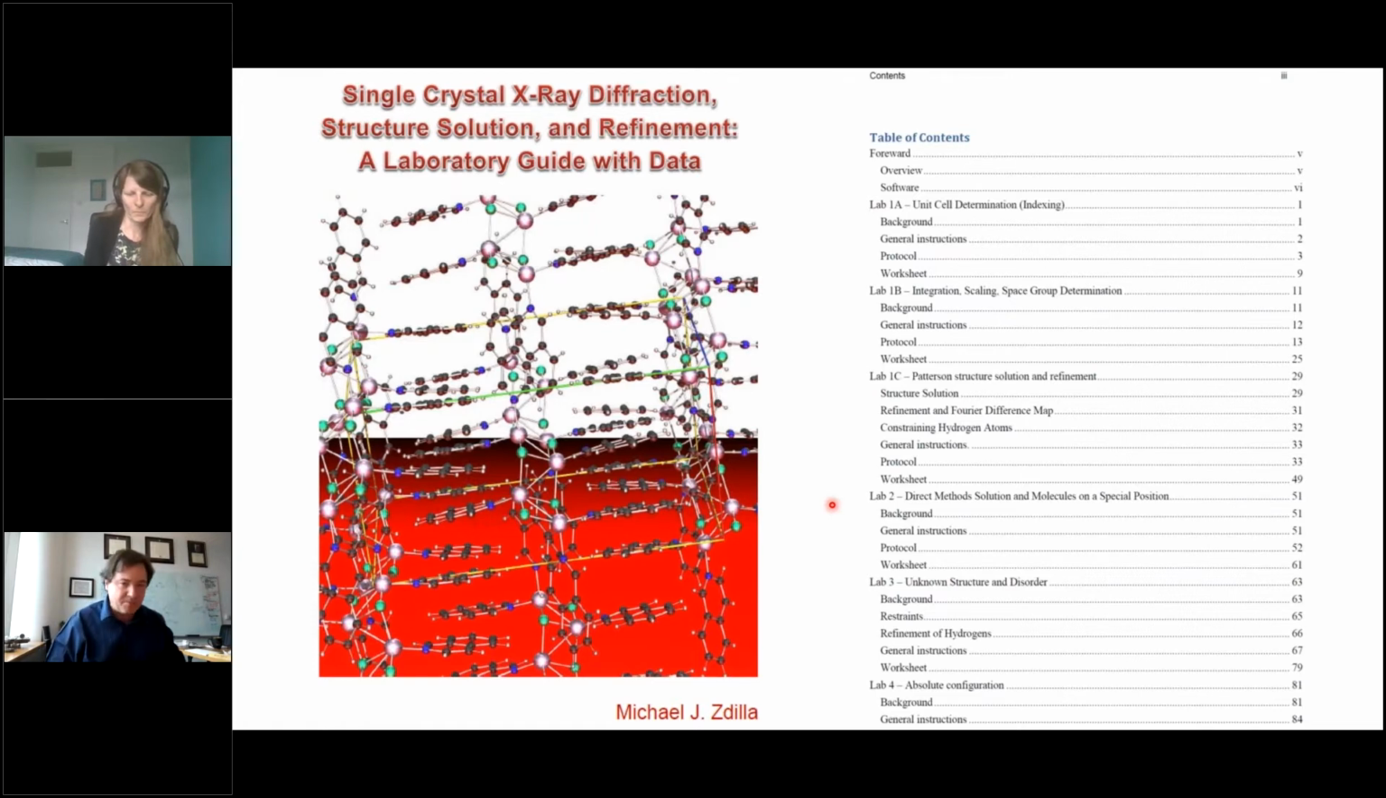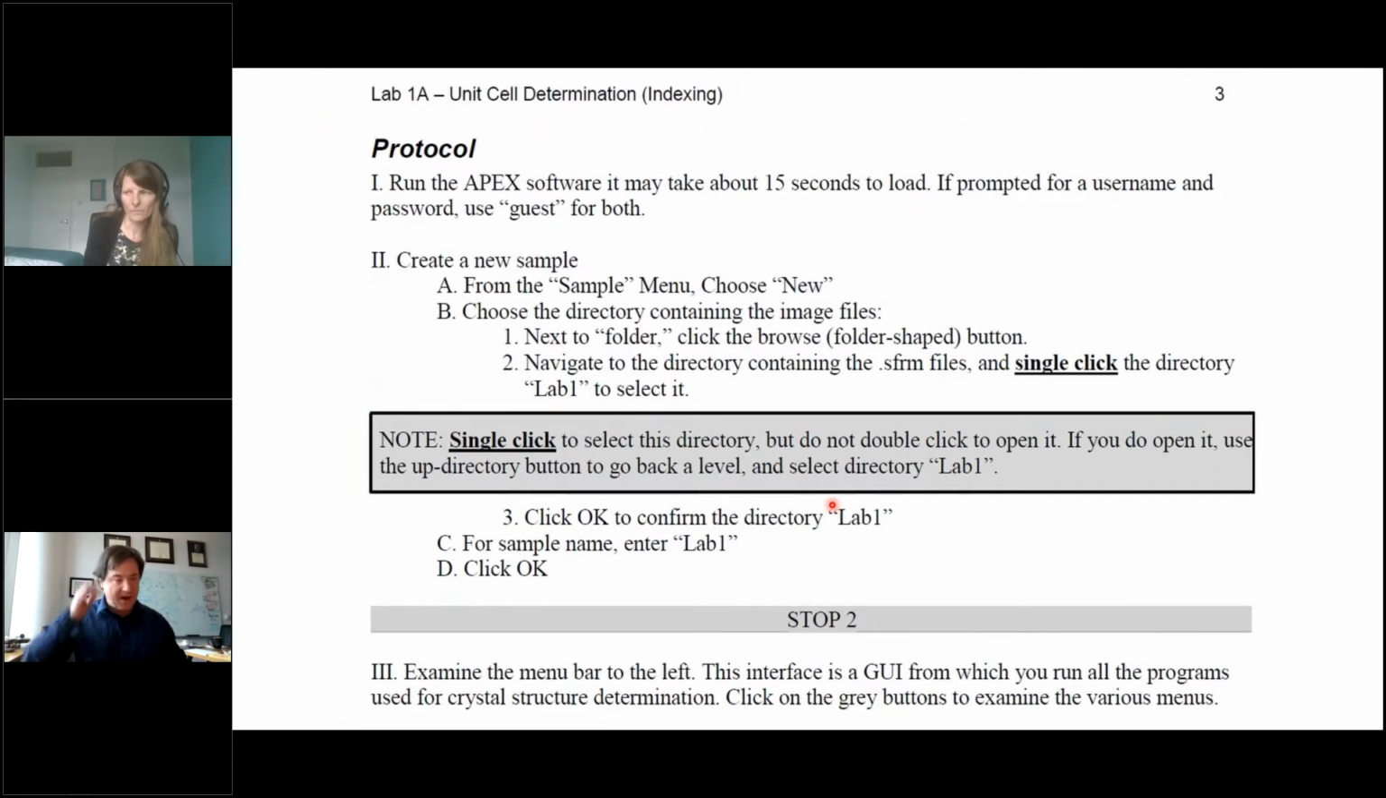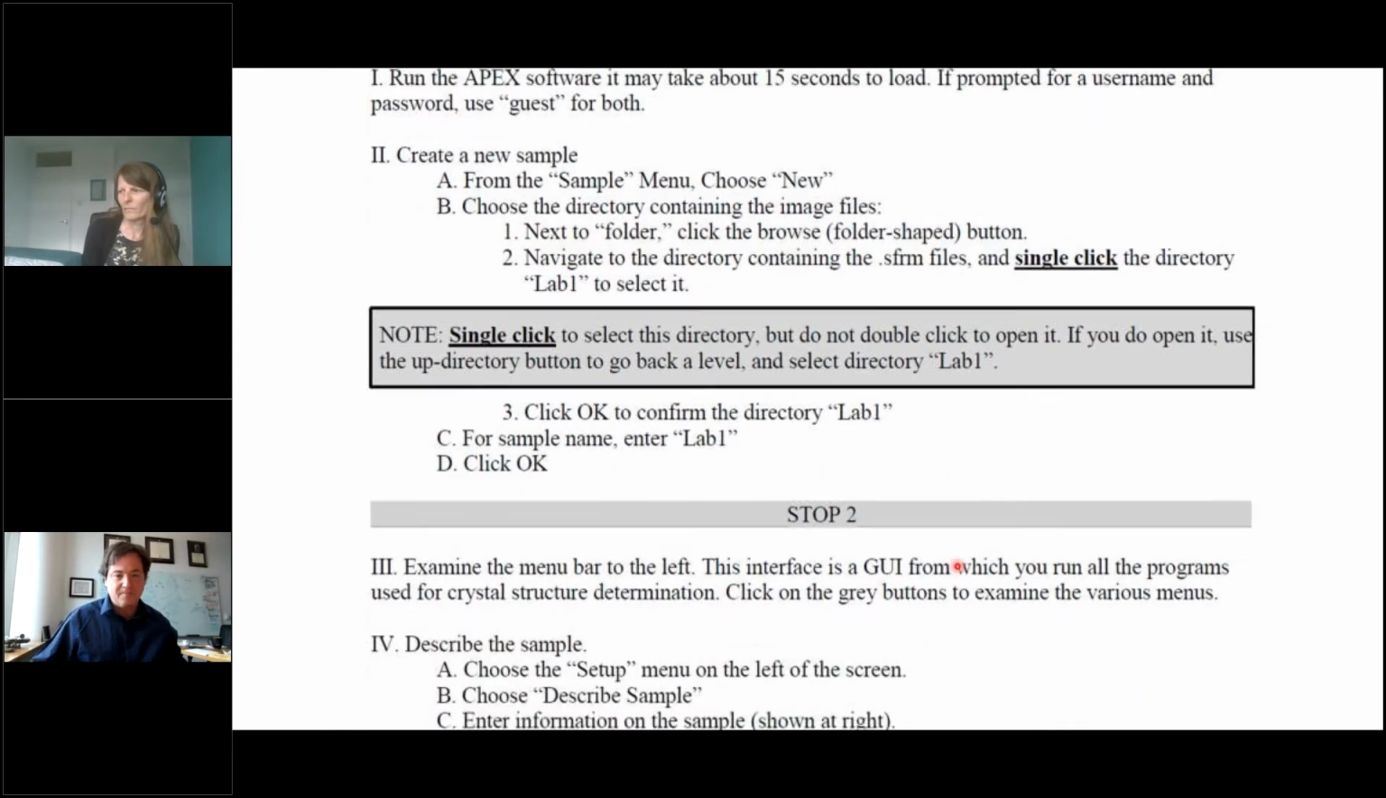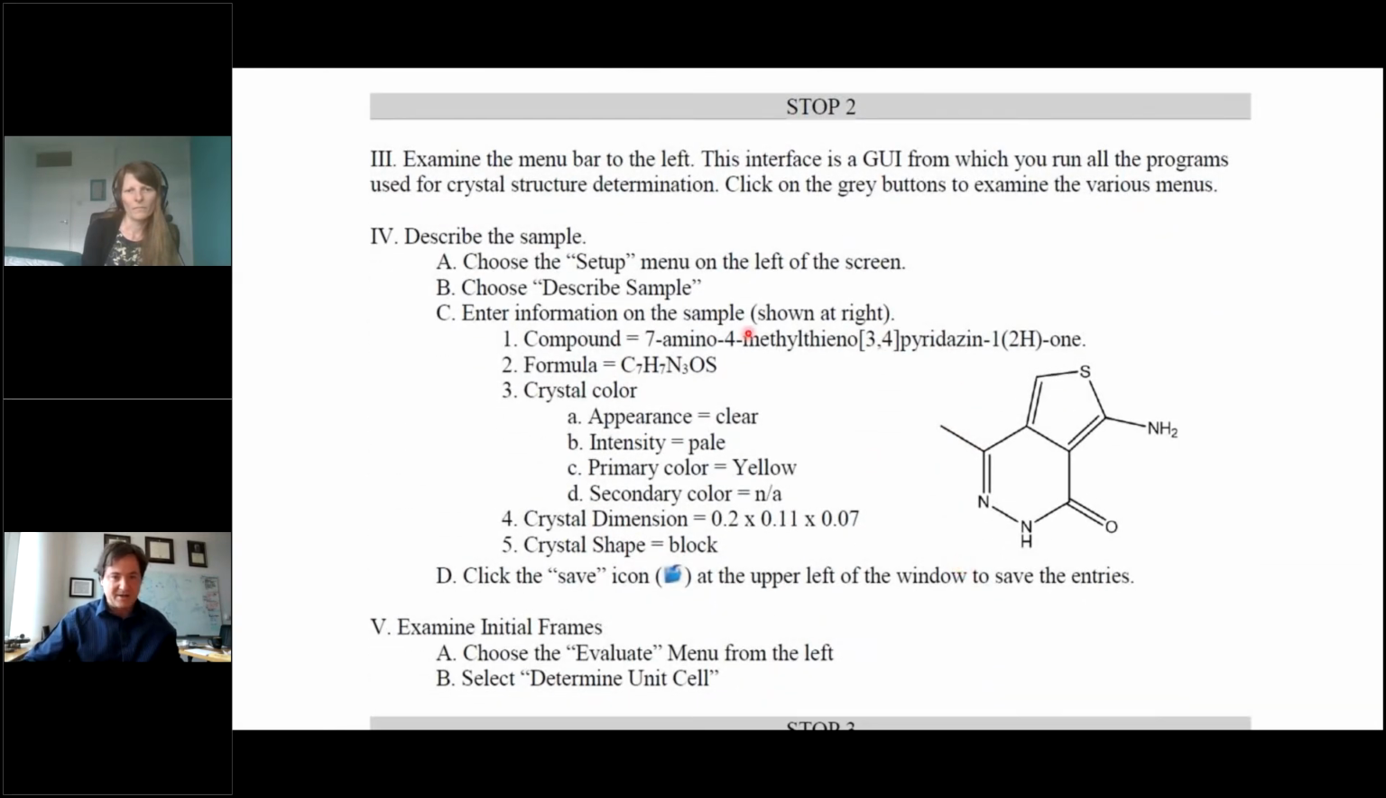So I just want to show a couple snippets from the lab manual here, and how we try to not rush through these experiments, and we try to stop and think about what's going on when you index a cell. So here's what the lab looks like. It's a little dry, right? It's step-by-step instructions in terms of what to do with the software, how to load up your sample and so forth. And how to describe the crystal.